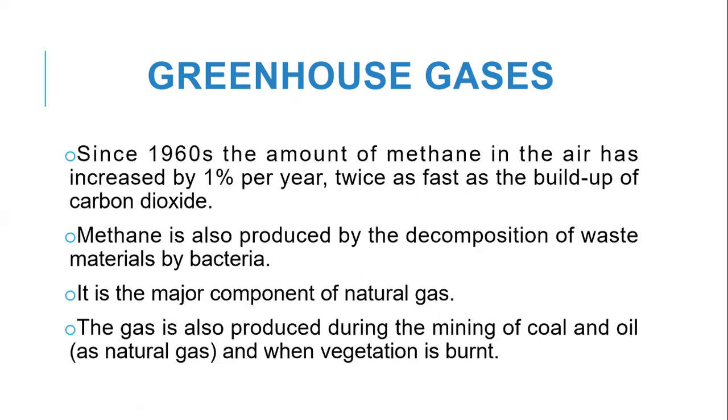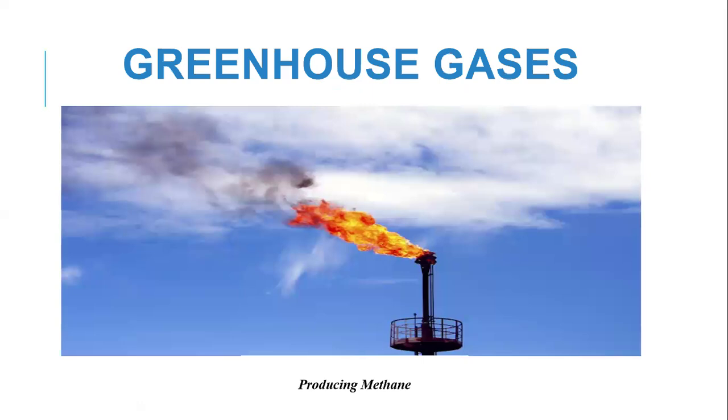Now, since the 1960s, the amount of methane in the air has increased by 1% per year, twice as fast as the buildup of carbon dioxide. Methane is also produced by the decomposition of waste materials by bacteria. It is the major component of natural gas. The gas is also produced during the mining of coal and oil, as natural gas, and when vegetation is burnt. So these are just the causes, or where methane gas can be produced. That's how production of methane looks like.